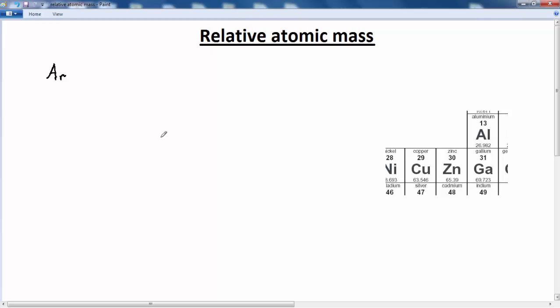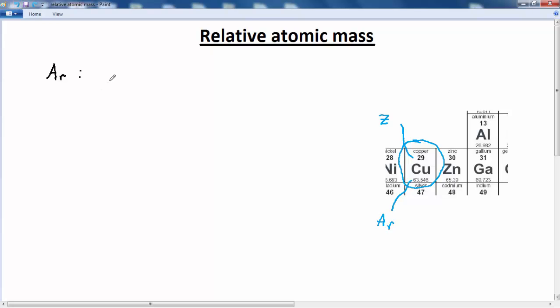Okay, and you can find the relative atomic mass on the periodic table. We've got a snippet of the periodic table here, and we're just going to take, for example, a look at the element copper. As on all of the elements, there are normally two numbers given, and the top number refers to the atomic number, that's the symbol Z, and the lower number refers to the relative atomic mass of the element, that's the symbol AR.